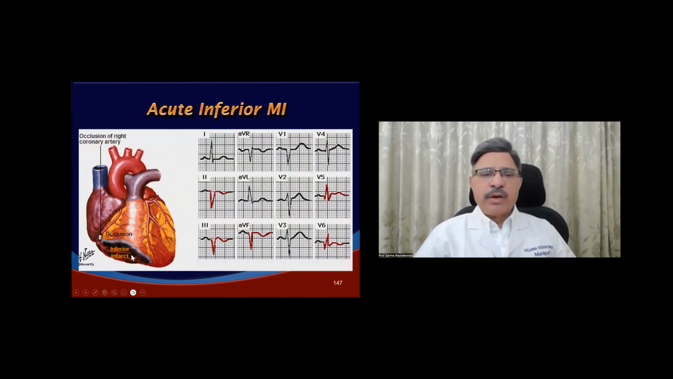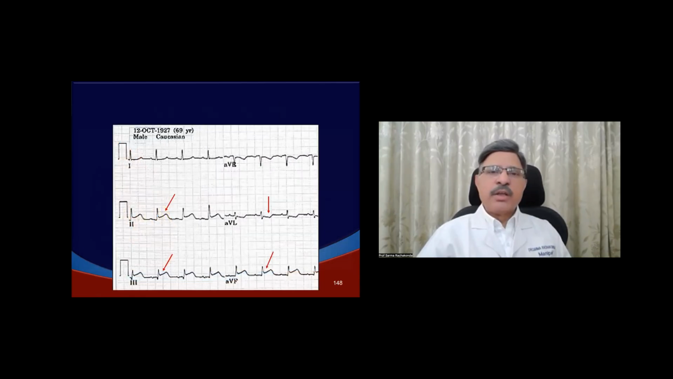Now, inferior wall infarction or diaphragmatic surface infarction. V2, L2, L3 and AVF are the leads, and there may be complementary changes in V5, V6. QS pattern may be there, and a small Q in the V5, V6 can be seen. Then you have got the acute inferior wall infarction. Here also L2, L3, AVF are involved, complementary changes in L1 and AVL.